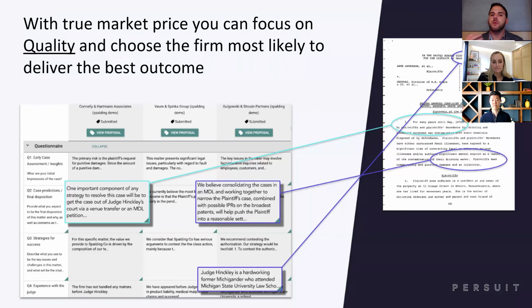And so, Laura, what are some good questions that clients will often ask to figure out who is going to be the best firm for the matter?